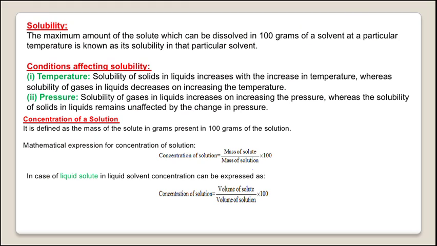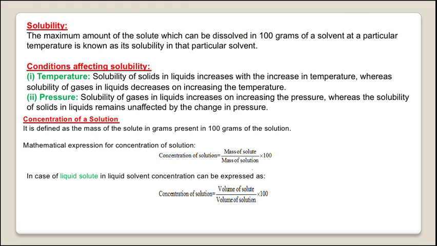Next, the concentration of a solution we can calculate by using these formulas. Concentration of a solution can be calculated by mass of the solute divided by mass of the solution, and it should be multiplied by 100 to calculate the percentage of the solution. If we only have to calculate the concentration without percentage, we can simply write mass of solute divided by mass of the solution. If we have to calculate the percentage, we multiply it by 100. And the second formula is for a liquid solute in a liquid solvent, where we take volume of solute divided by volume of solution. The first is in gram or kg, this is in liter or milliliter.